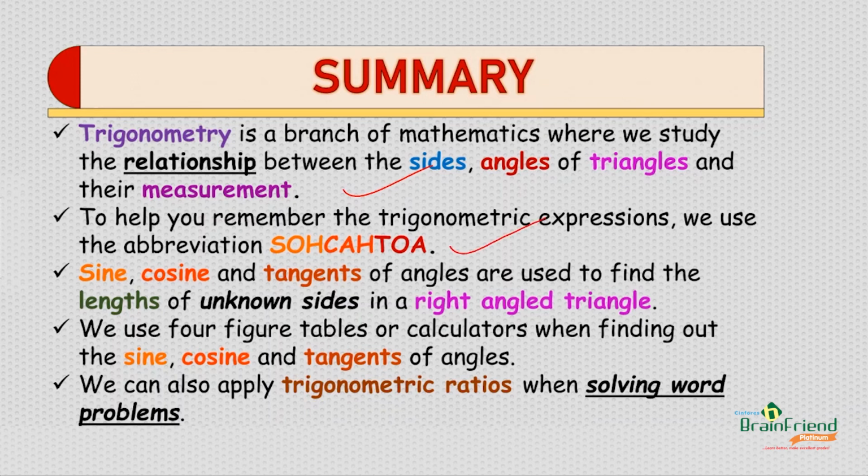Next, we learned that sine, cosine, and tangent of angles are used to find the length of unknown sides in a right-angled triangle. We also learned that we use 4-figure tables or calculators when finding out the sine, cosine, and tangent of angles. And finally, we learned that we can also apply trigonometric ratios when solving word problems.